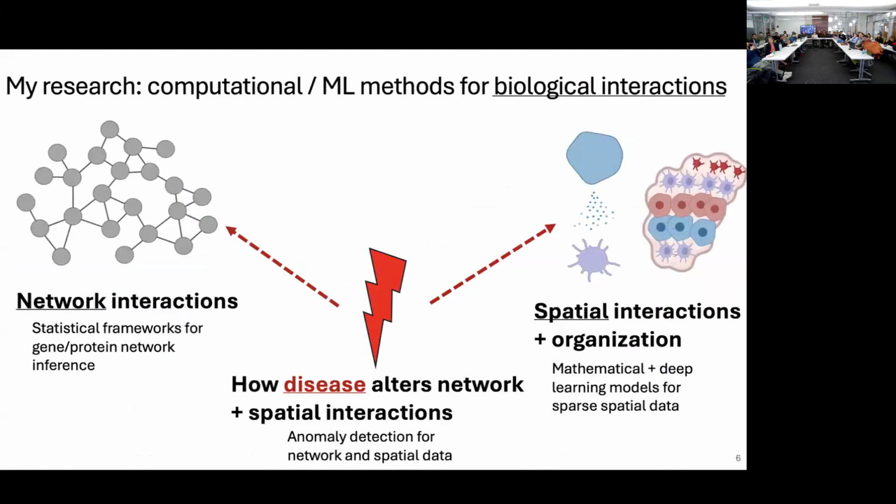And so in my research, I very broadly develop computational and machine learning methodologies for understanding these biological interactions, both at the network level, where you have interactions between genes and proteins, and at the spatial level, a bit hard to see, but where you have interactions between cells. And moreover, I also study how disease can alter both these network and spatial interactions.